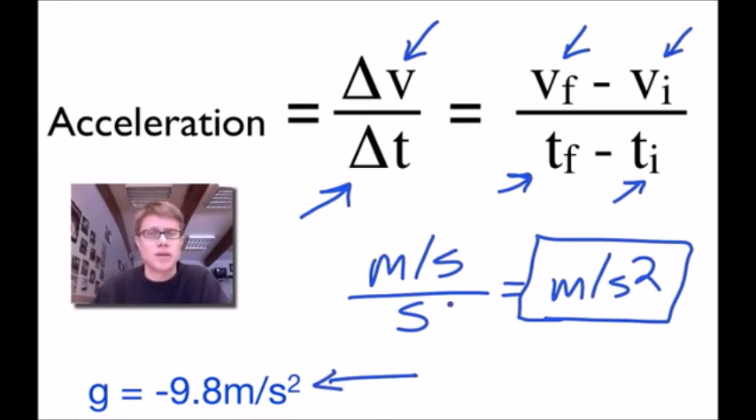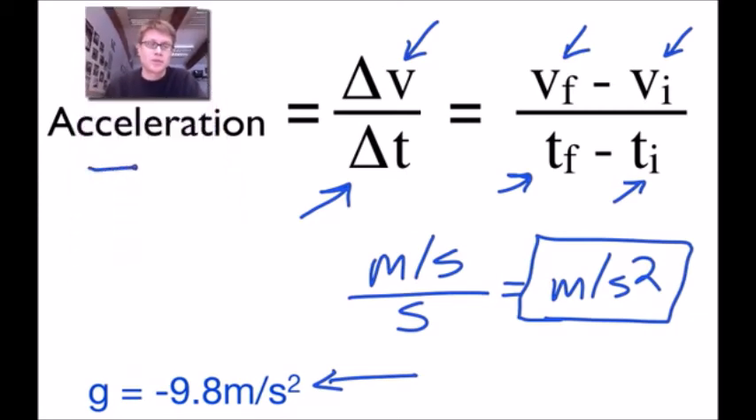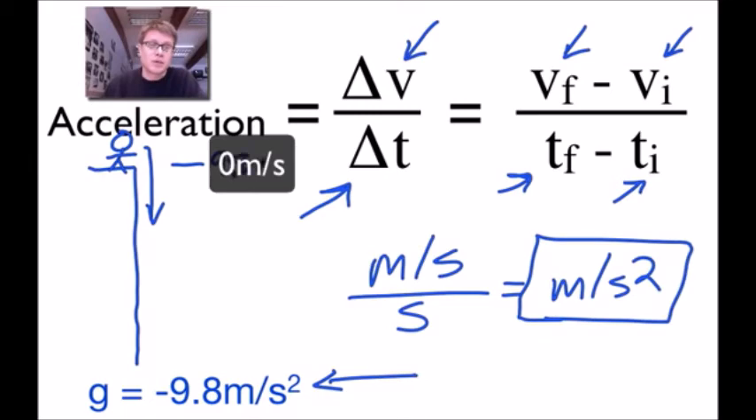The acceleration due to gravity is 9.8 meters per second squared. If we take a person standing at the top of a cliff, at 0 seconds they're going to be going 0 meters per second. But after 1 second, they're going to be going 9.8. After 2 seconds, you're going roughly 46 miles an hour. After 3 seconds, you're going three times that. So you're going to go really fast, very quickly, and that's acceleration due to gravity.